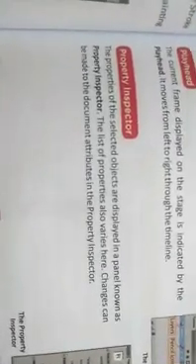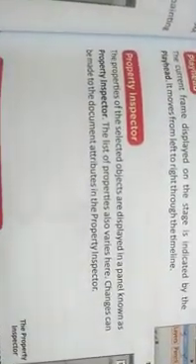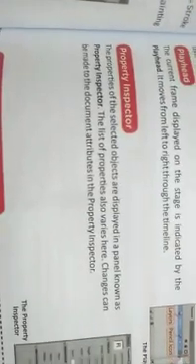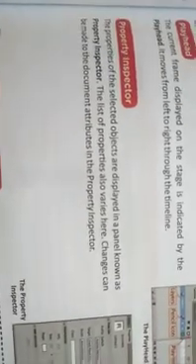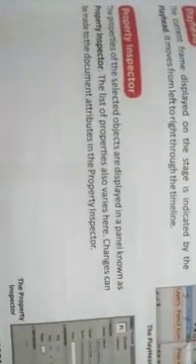Property inspector. The properties of the selected object are displayed in the panel known as the property inspector. The list of properties also varies here. Changes can be made to the document attributes in the property inspector.